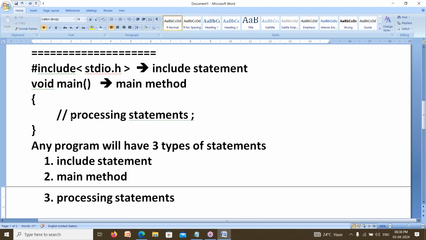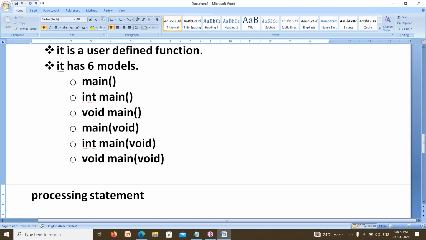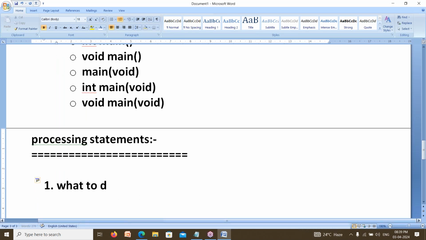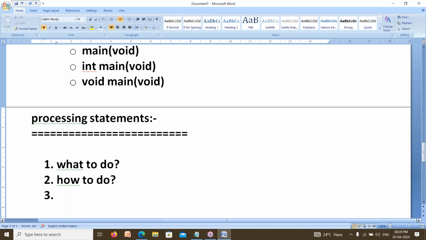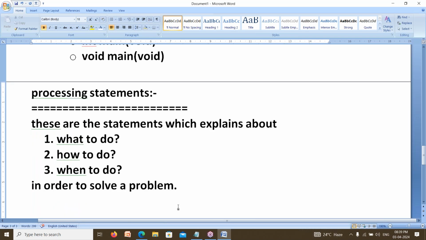Next, the last statement is the processing statements. Processing statement means solution. It will tell 3 things. One is what to do. Second is how to do. Third is when to do. The statements, the code which tells about these 3, are called processing statements. These are the statements which explain what to do, when to do, how to do in order to solve a problem.